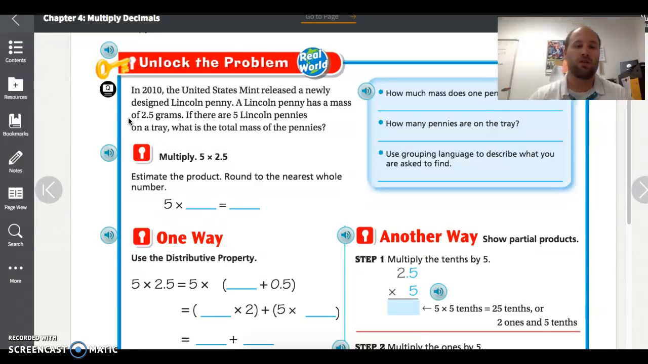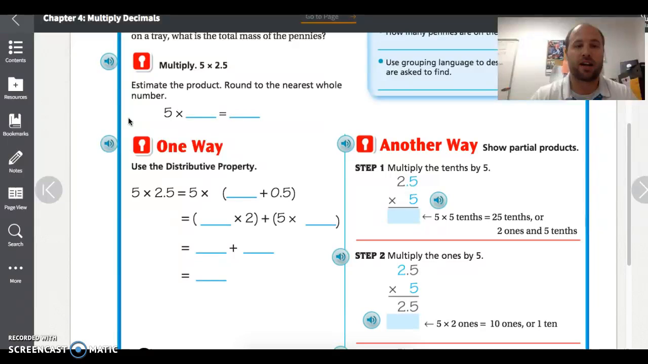Okay, so the first thing it wants us to do is to try to estimate so that we have an idea of where we need to be when we answer our question. When we estimate this, we don't need to round 5. 5's a nice number, but we're always going to round that decimal. We're always going to estimate that decimal to the nearest whole number.